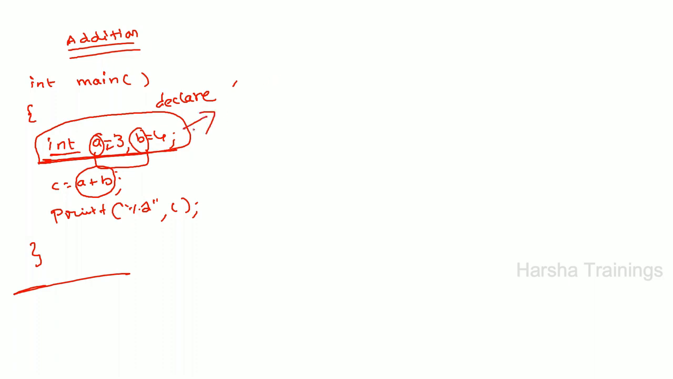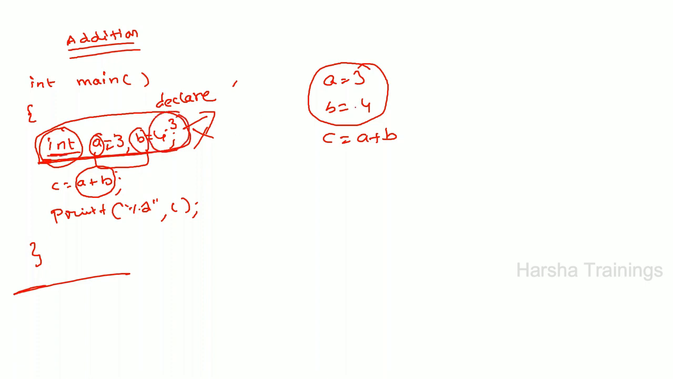But in Python, no need to write this declaration. Simply you can write a is equal to 3, b is equal to 4, c is equal to a plus b. If you are performing initialization, no data type. For example, in C, if you are writing 4.3, it gives an error. Why? It is an integer, but we are assigning a real number. But in Python, it is allowed. Why? In Python, there is no concept of data type. Whatever the value we are passing, the variable is automatically converted.